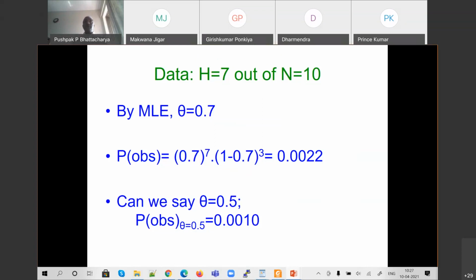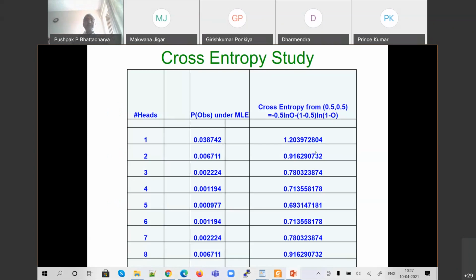So I hope this principle is clear to you based on this example. Data returns something observed. Null hypothesis returns something critical. Compare them and then reject or accept. The absolutely solid framework for hypothesis testing, probabilistic hypothesis testing. We have other instruments at our disposal. Cross entropy study can be done.